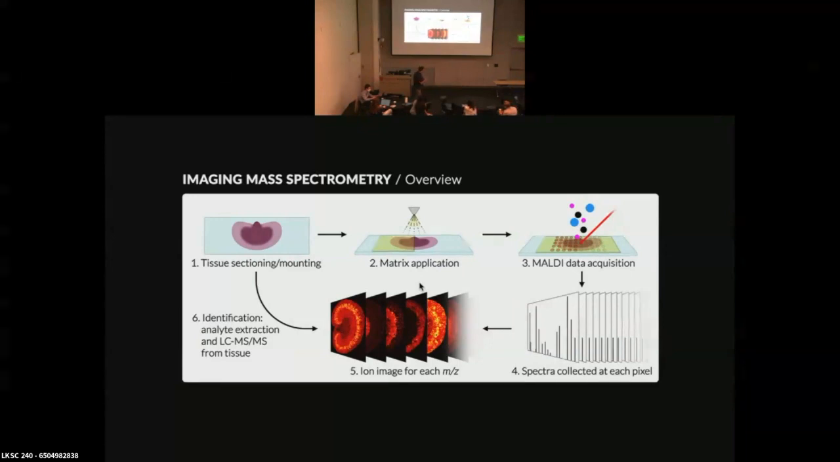And then we simply go from pixel to pixel, firing our laser, generating ions and detecting these ions within the mass spectrometer. So you can think of every pixel in our experiment as a separate mass spec experiment. So what we end up with are hundreds of thousands or millions of mass spectra, one for each pixel, and we can represent the intensity of any of the ions we detect as a heat map, or what we call an ion image, and that's how the experiment's done.